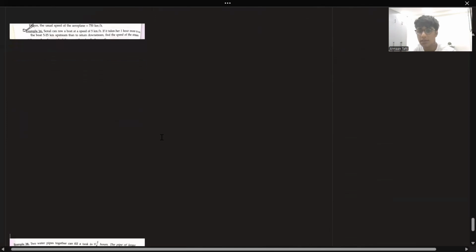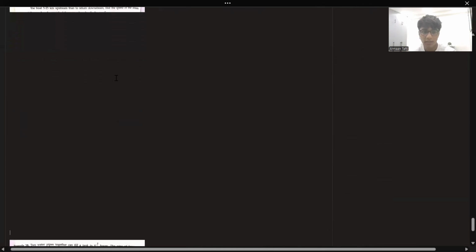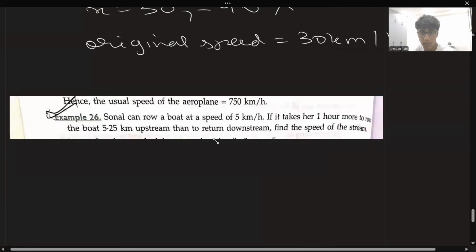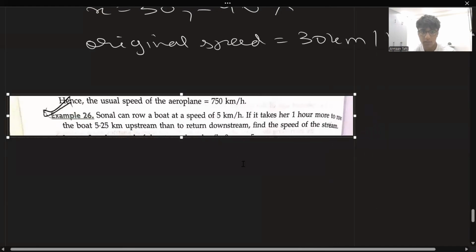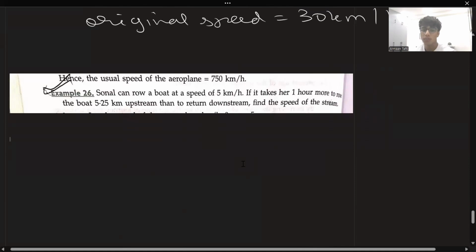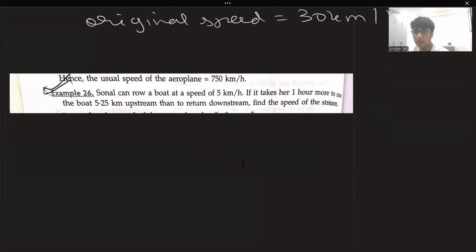Okay, this is a very interesting question. It's a board question, and you must have heard people talking about it, or you must have seen it before. So, let's increase the size of the question here. Sunil can row a boat at a speed of 5 kilometers per hour. It takes her 1 more hour to row the boat upstream than to return downstream. Find the speed of the stream.